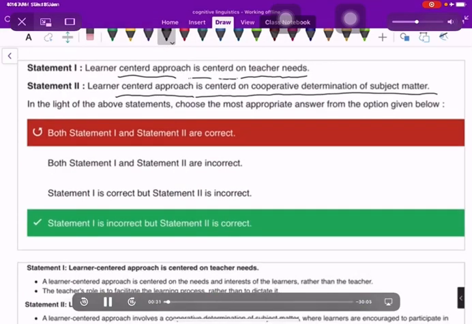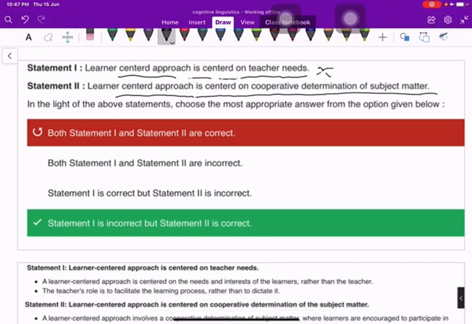So statement 1 is incorrect. Statement 2 is correct.